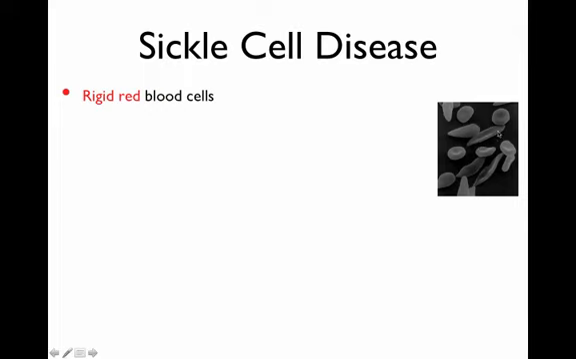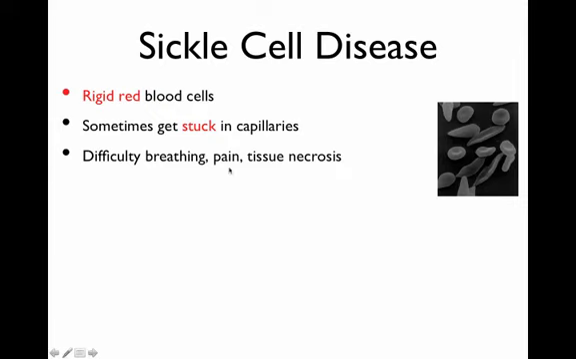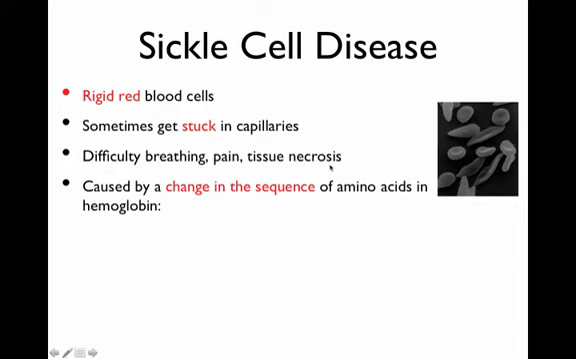These red blood cells tend to be somewhat rigid. Because of their shape, because the shape is a lot longer, they sometimes get stuck in capillaries. They can cause a lot of pain. They can cause destruction of tissues. And people who have this disease, it's a pretty horrible disease. They often live substantially less than the standard life expectancy. They can have difficulty breathing, as I said, tissue necrosis, a lot of pain. Sickle cell disease is very often caused by a change in the order of the amino acids in hemoglobin.